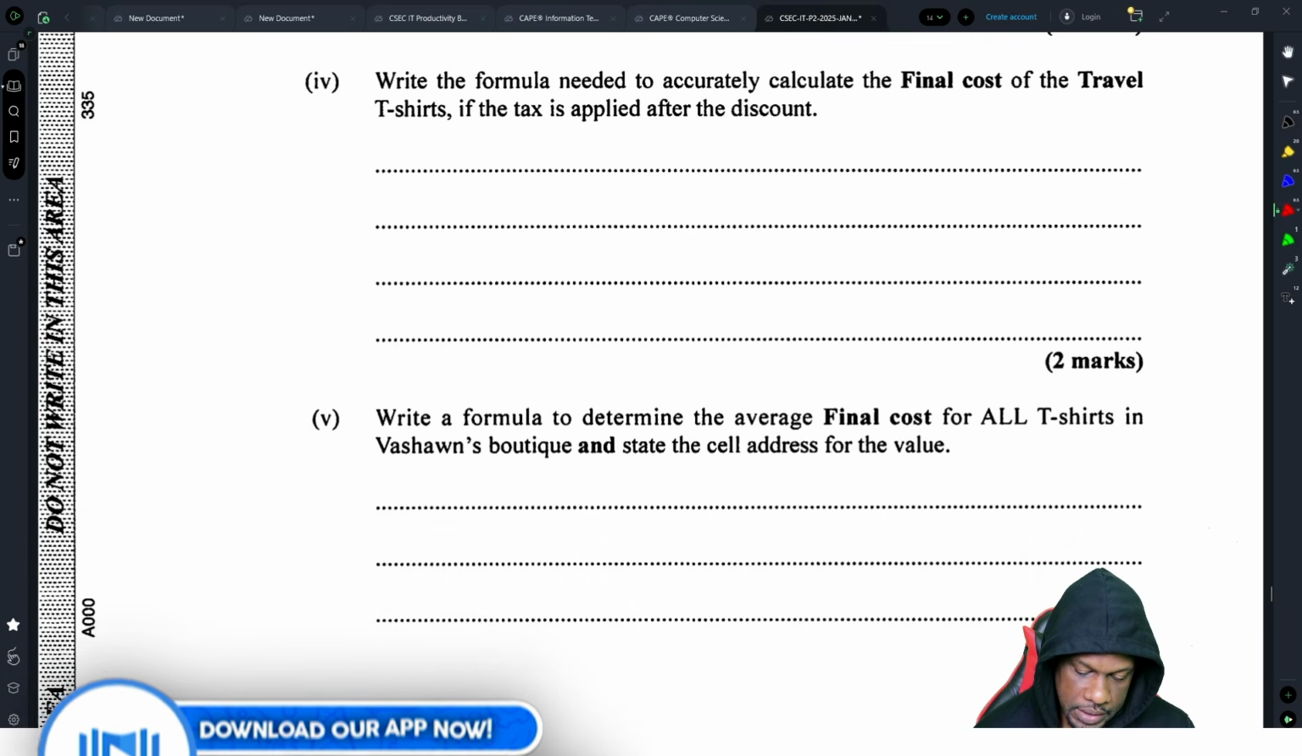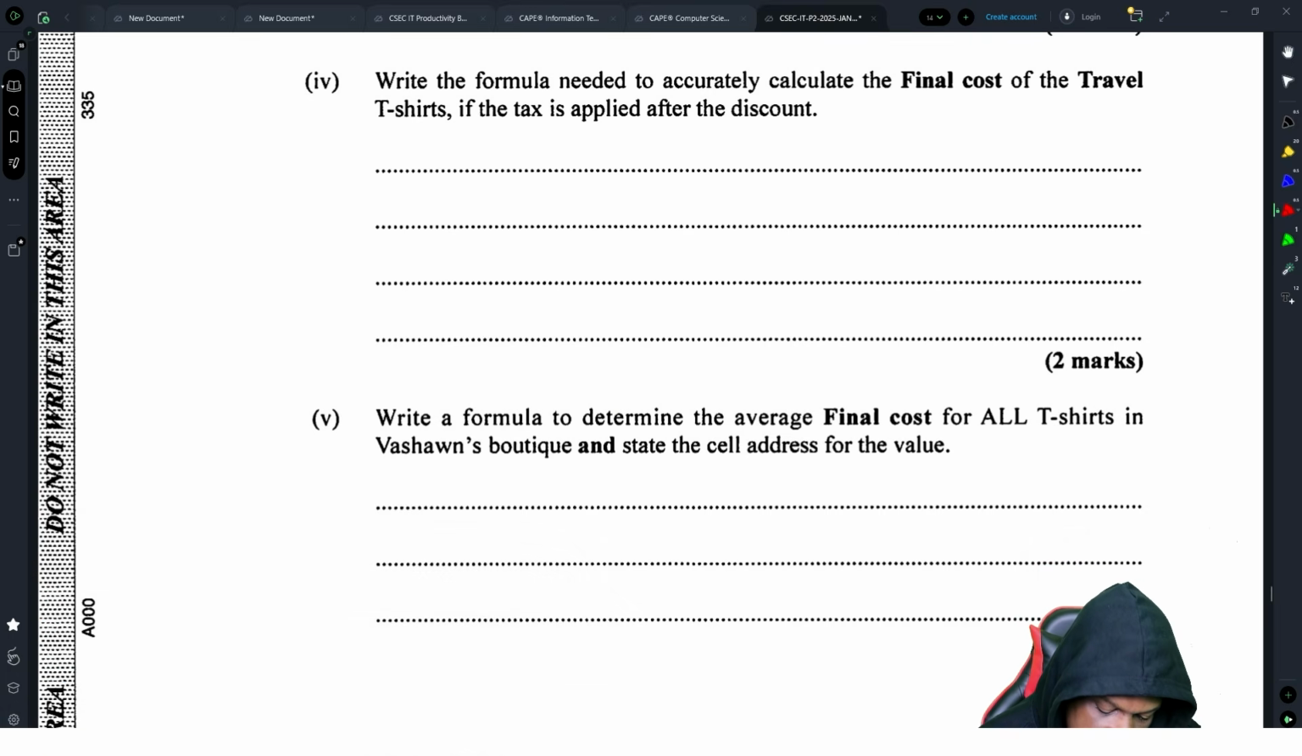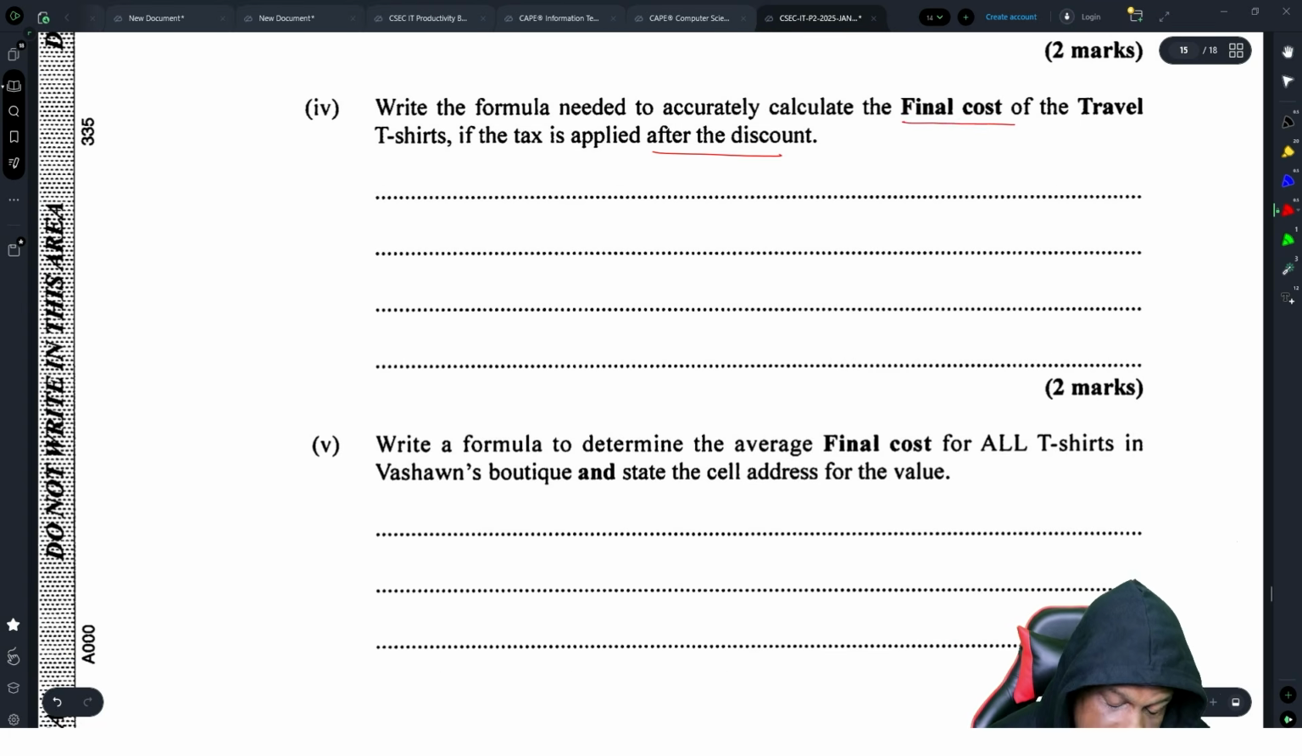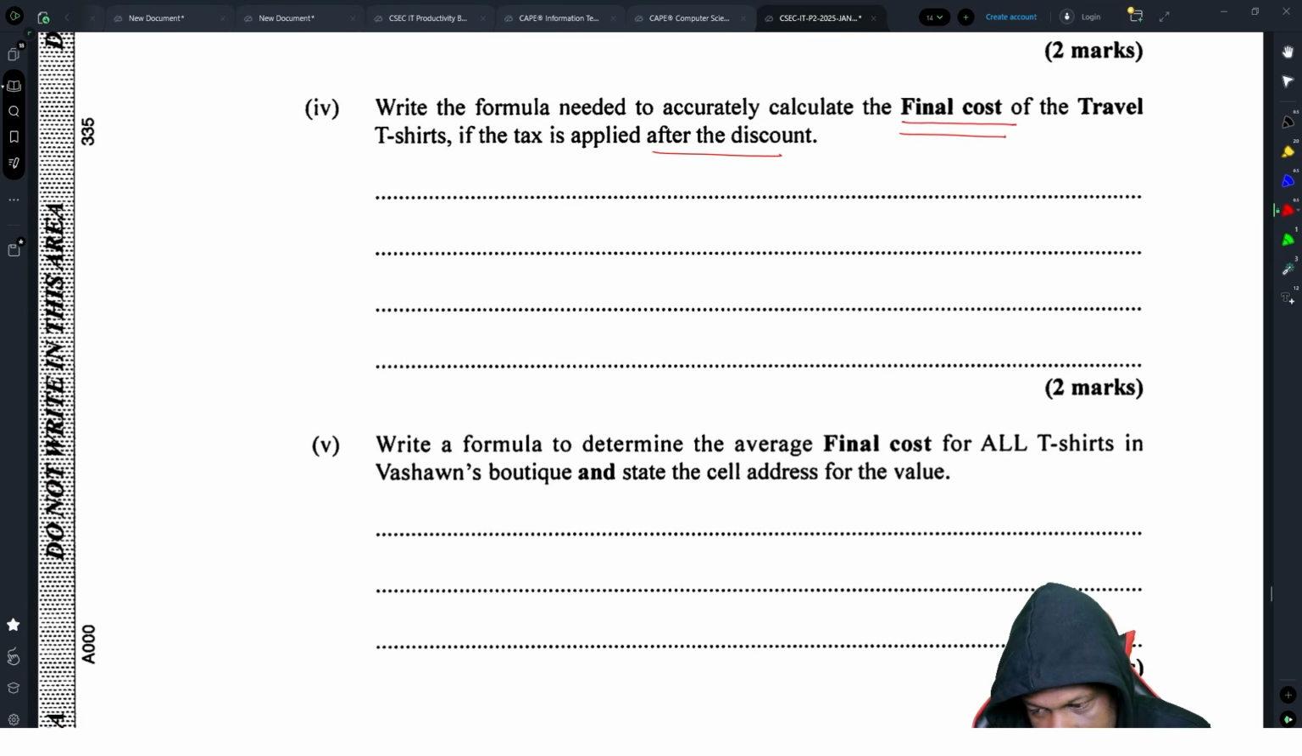Alright, write the formula needed to accurately calculate the final cost of the travel t-shirts if the tax is applied after discount. Alright, so yeah, there's more stuff here. This is a tough question for students.